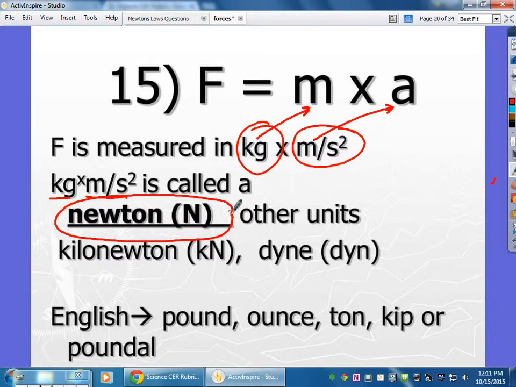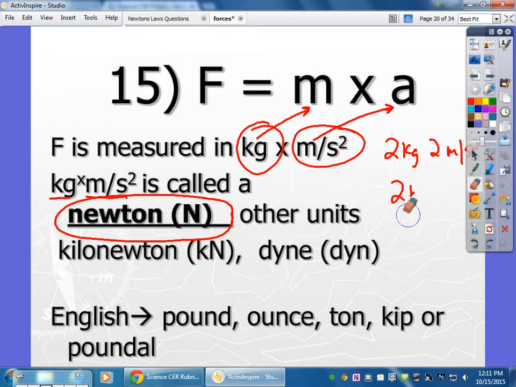If you have a 2 kilogram object that is accelerating at 1 meter per second squared, that's going to be 2 times 1, 2 newtons. Okay, if you have a 2 kilogram object that is accelerating at 2 meters per second squared, how many newtons is that going to be? 4. 2 times 2. And likewise and so forth and so on. Everybody got that? Okay, so it's just meters per second squared and kilograms.